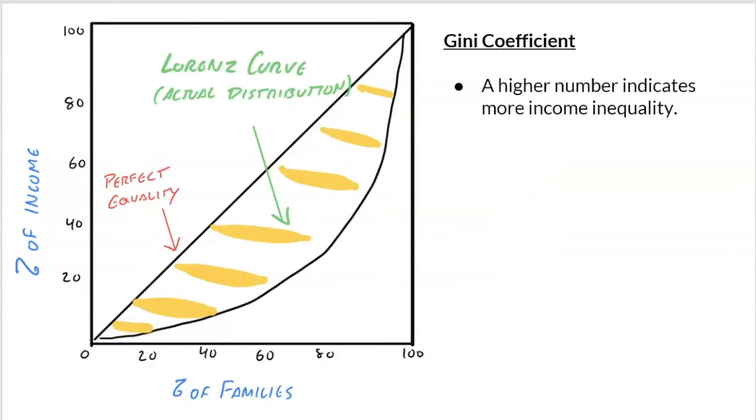And so we can use the Lorenz curve and calculate it and use higher level math to figure out a number called the Gini coefficient. The Gini coefficient at the end of the day is just a singular number that indicates income inequality. And if there's an extremely high number, that represents an extremely high degree of income inequality within the country.